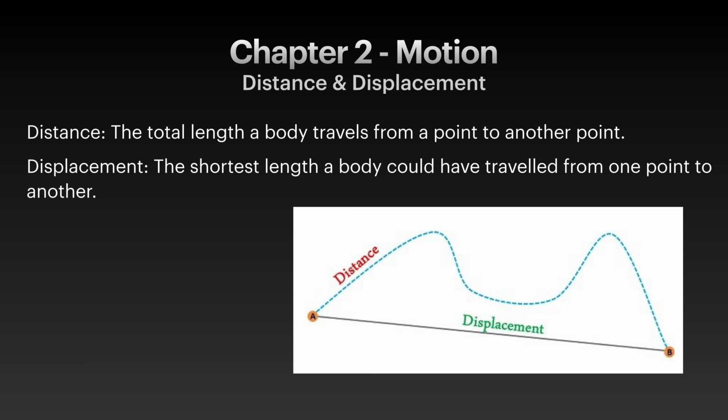Now let's move into one of the most fundamental concepts in physics, motion. First, let's understand the difference between distance and displacement. Distance is the total path an object travels, regardless of the direction. But displacement is different. It is the shortest path between the starting and ending point, and it includes the direction. So while distance is a scalar, displacement is a vector.